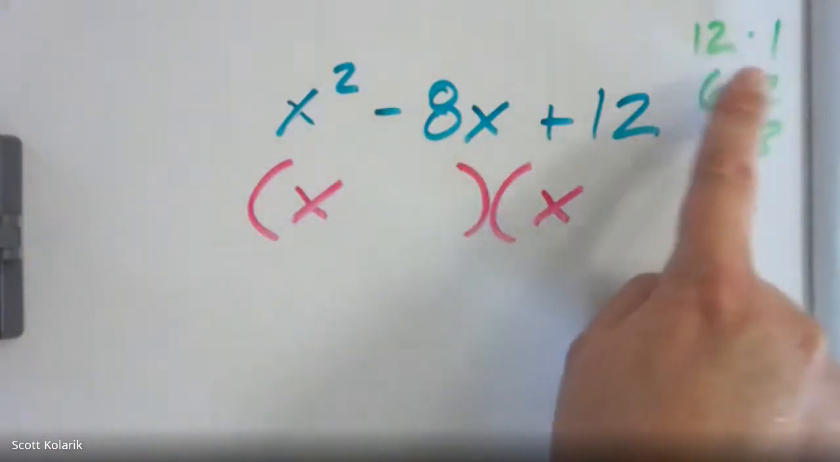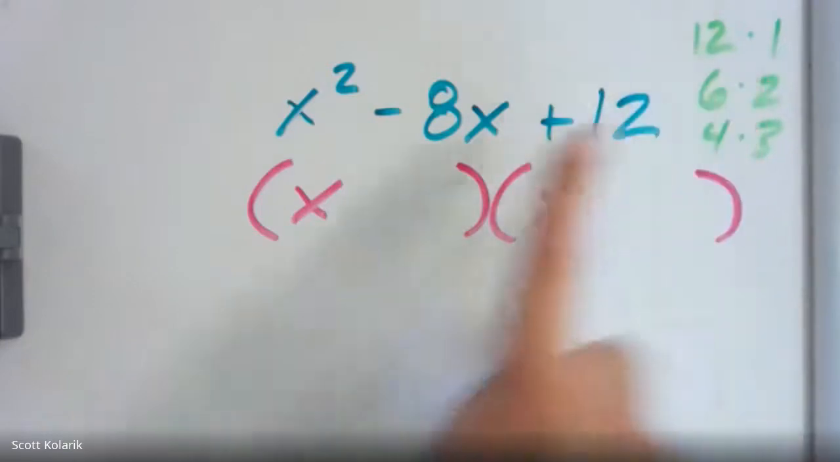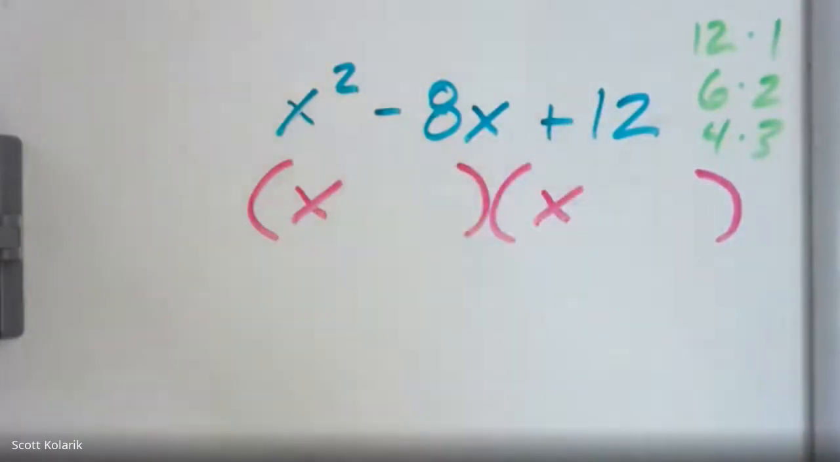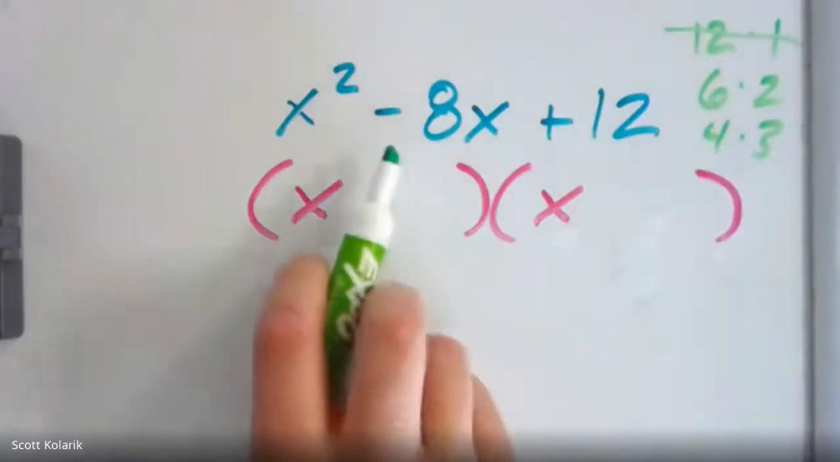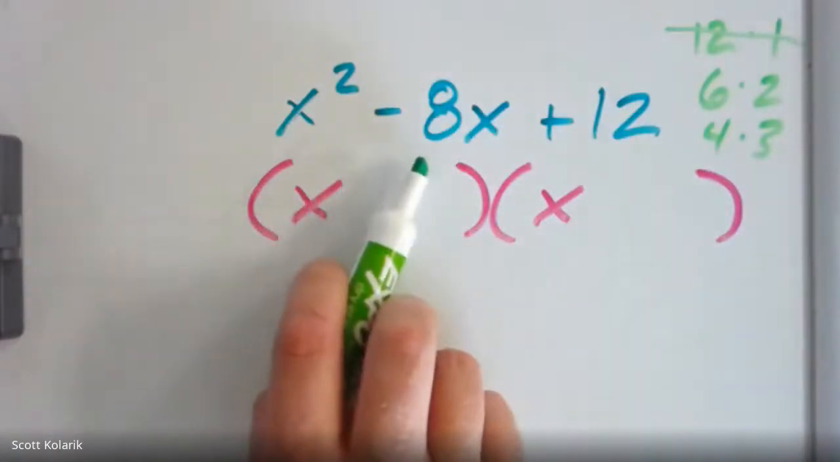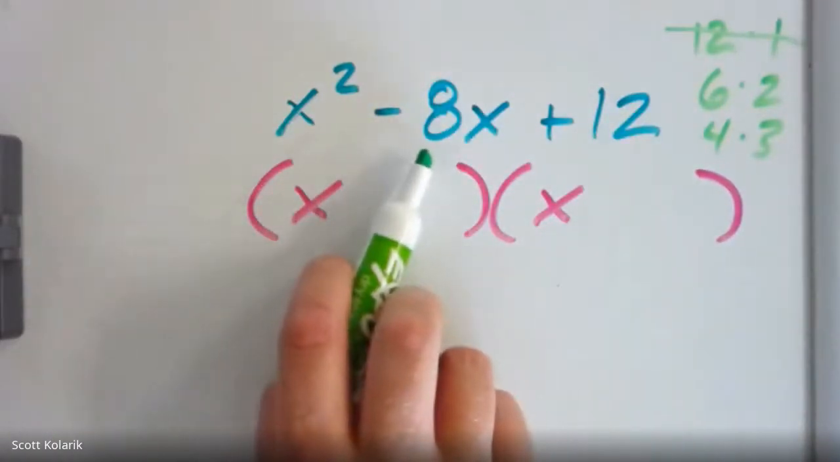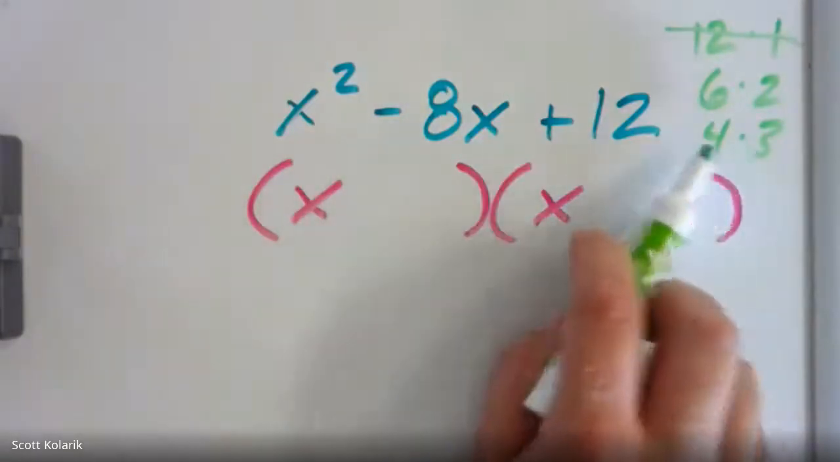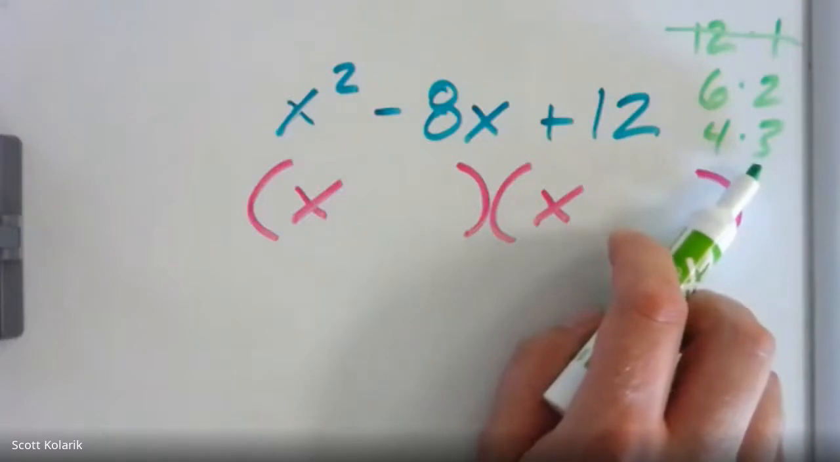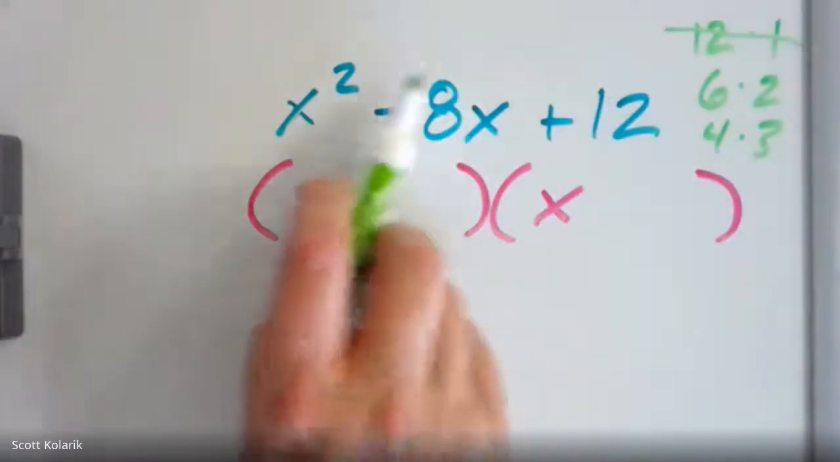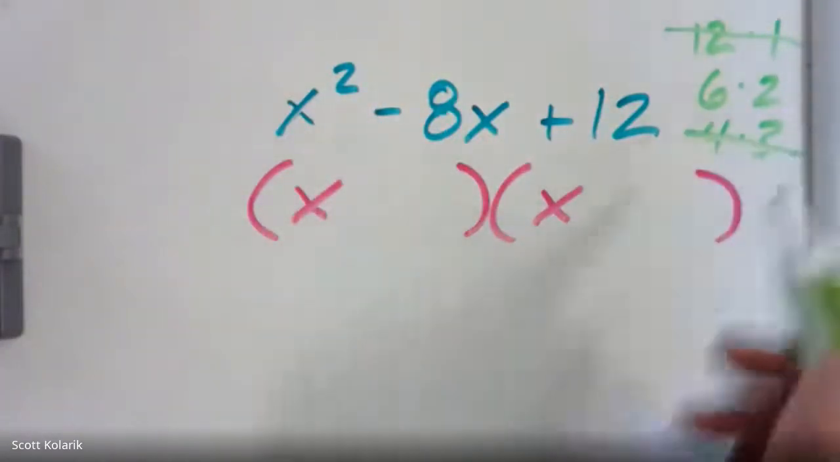There is no way to combine a 12 and a 1 through addition or subtraction that gives me a negative 8. So that one is immediately eliminated from contention. 4 and 3 cannot combine through addition or subtraction to give me negative 8 at all. 4 plus 3 gives me positive 7. A negative 4 minus 3 gives me negative 7. That's as close as it gets, but it's not going to be negative 8. So this one is also out of contention.